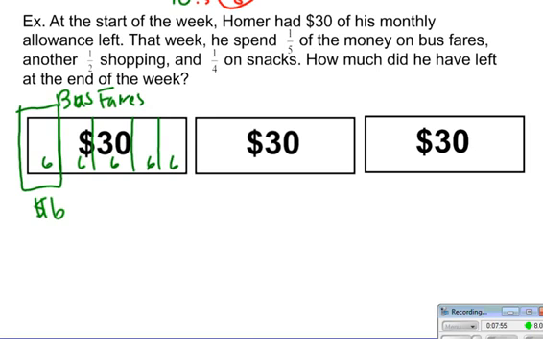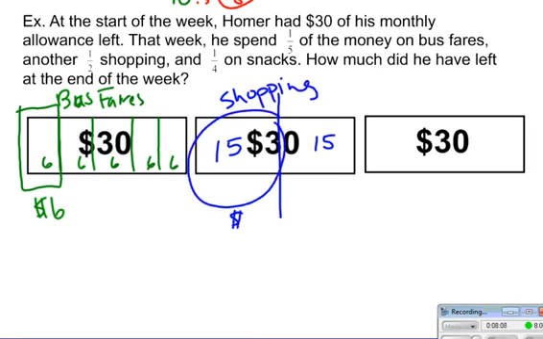The second amount says he spent half shopping. Okay, so I'm going to take my $30 and I'm going to cut it in half. So 15 and 15. So this is what he spent shopping because it was 1/2, one of the groups.